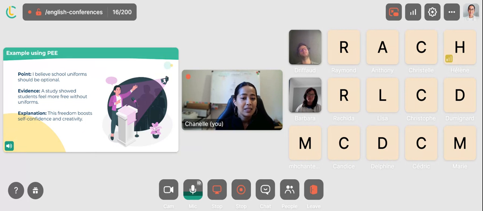So I believe school uniforms should be optional. So this is our example. The evidence, a study showed students feel more free without uniforms. The explanation, this freedom boosts self-confidence and creativity. So the explanation is, why does this evidence show that?